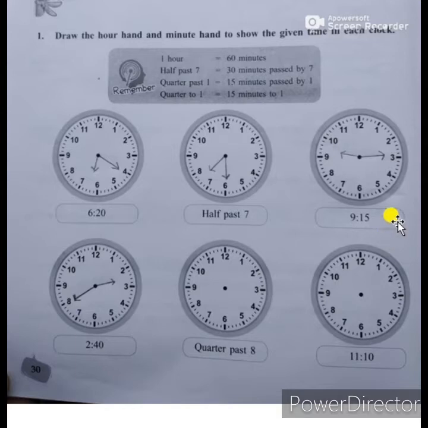See, so the hour hand will be slightly away from 9 and the minute hand will be at 3. This is 15 minutes. That means 3 5s are 15. These are the hands I showed for 9:15, the time showing quarter past 9.